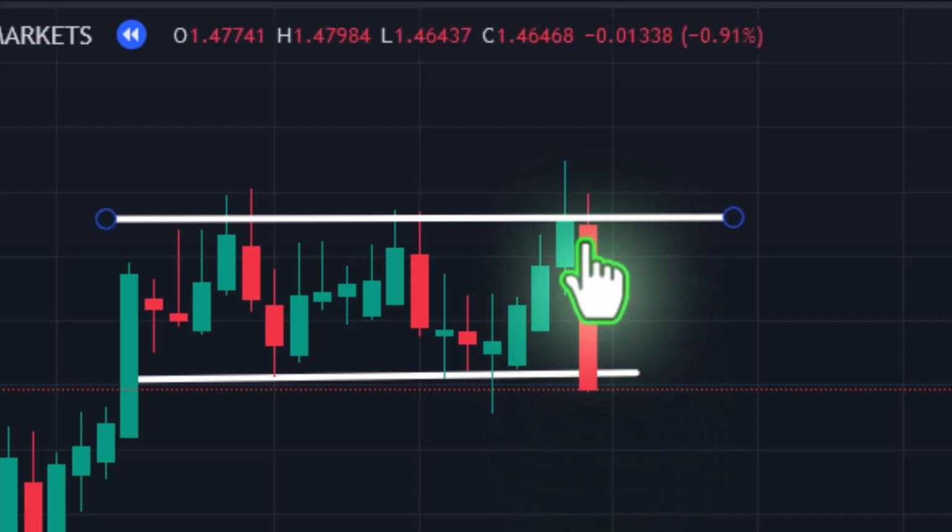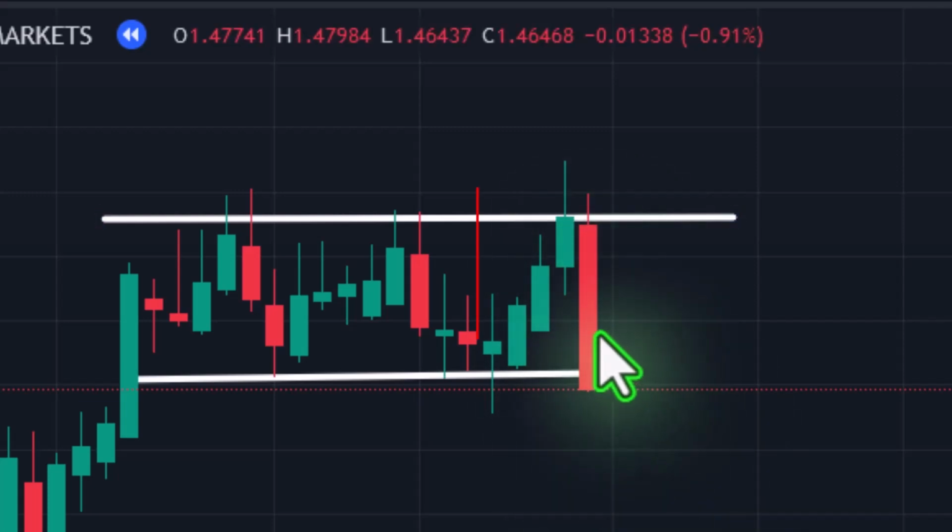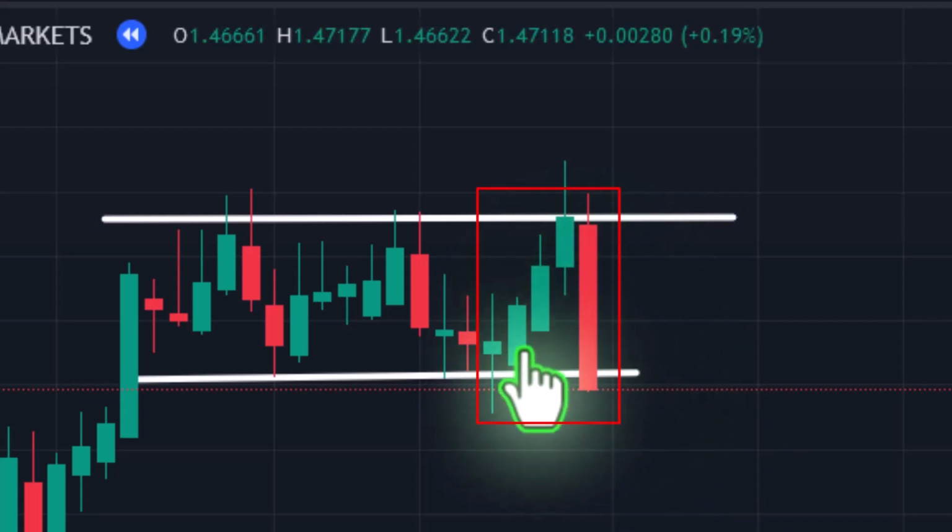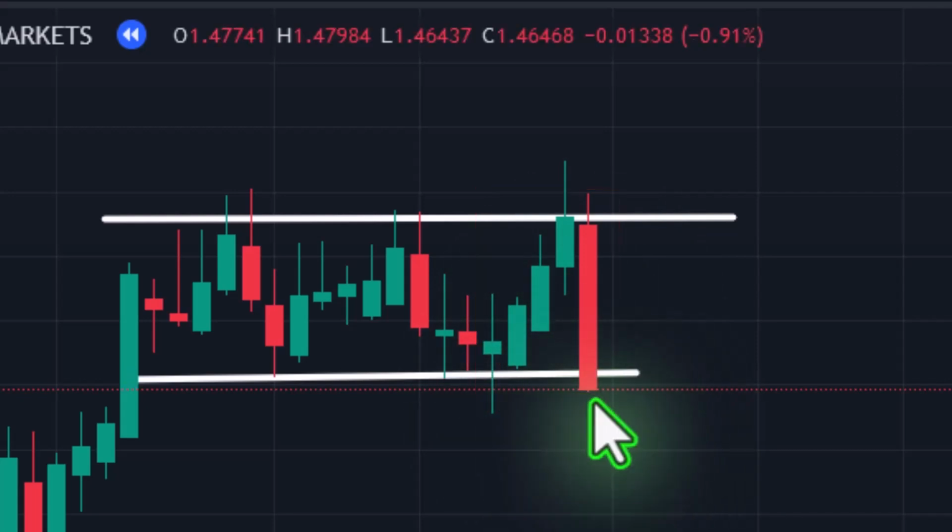You can see it's an engulfing candle. This bearish candle engulfed this entire bullish candle, and you can see it closed below the support line. So this is a clear sign of breakout, and you can see the volume. So at this point now, we should be looking for an opportunity to sell this bearish rectangular pattern.